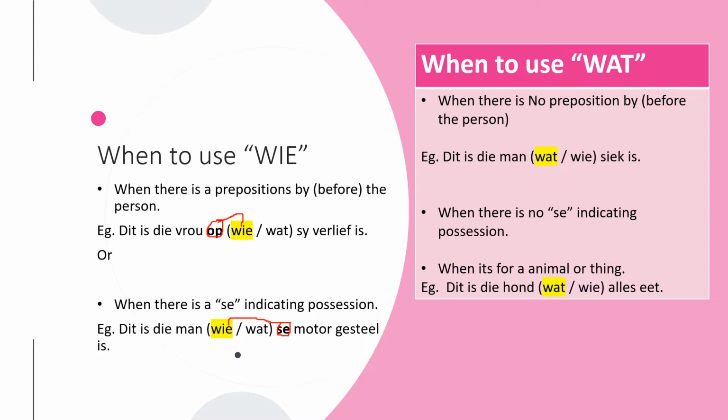So basically, when they give it to you in a question and you have to pick wie or wat, and there's a preposition before the bracket, then you pick wie. If there's an s indicating possession after the bracket, then you pick wie. When do we pick wat? Well, if there's no preposition before the bracket and there's no s after the bracket, that is when we will choose wat. And of course, if it is something to do just with an animal or a thing, then we will pick wat.